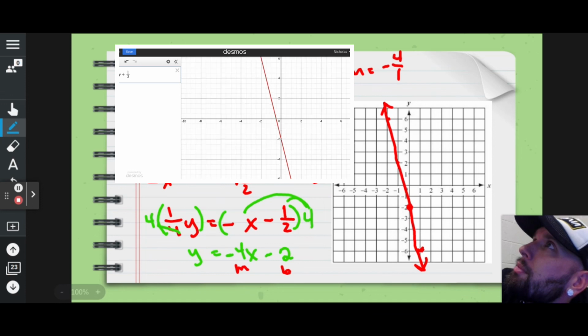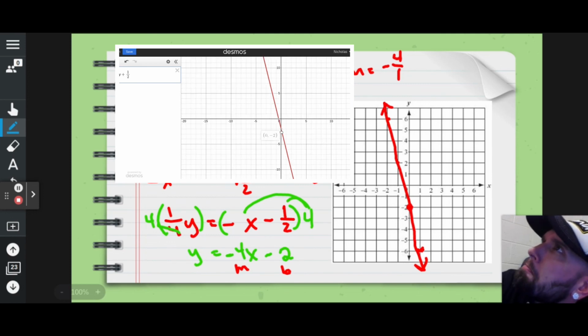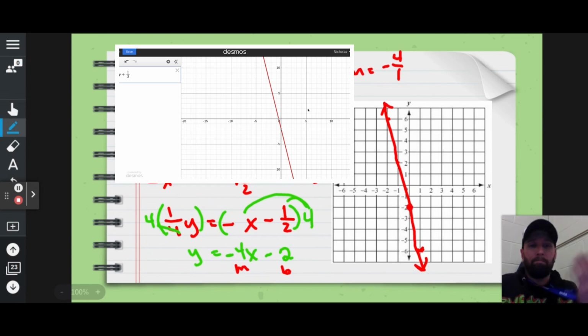If we zoom in a little bit, my y-intercept is -2. My x-intercept is -0.5. So that's a little strange, but my slope is going to be negative up 1, 2, 3, 4 over 1. So my slope is -4. All right, so there you go.